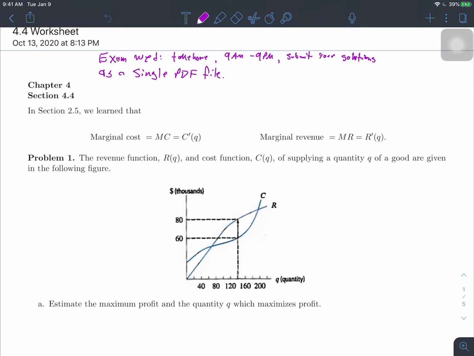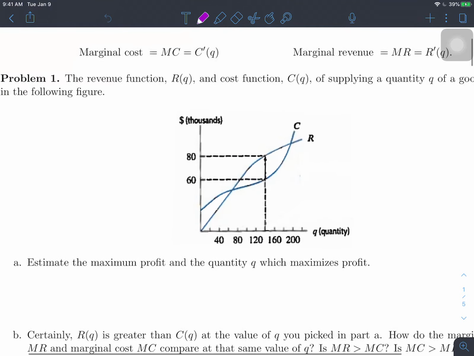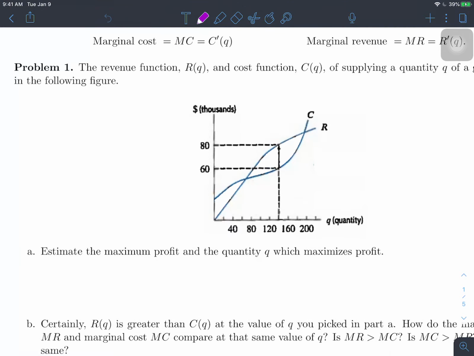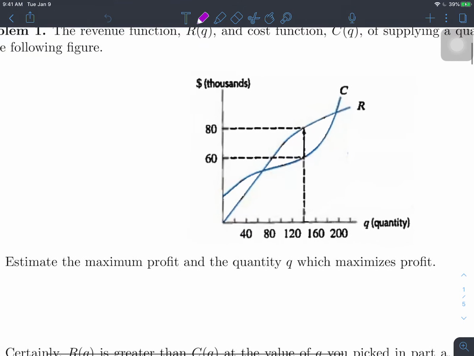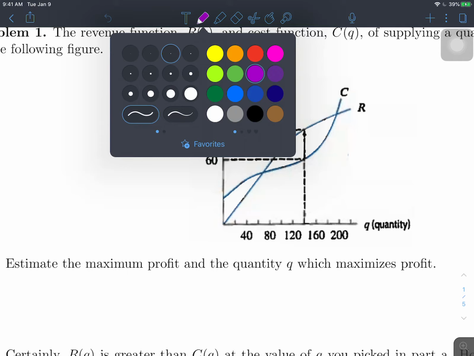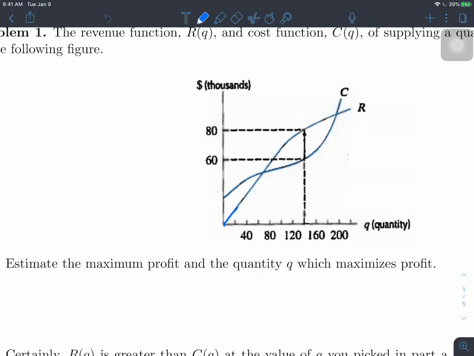Okay, so let's take this graph here, which is graphing our revenue function R of Q and our cost function C of Q, of supplying a quantity Q of a good, given in the following figure. So we want to estimate the maximum profit and the quantity Q which maximizes profit. Well, it looks like it's pretty much already drawn on here for us, isn't it? So remember, this blue line is our revenue. And this red curve is our cost.